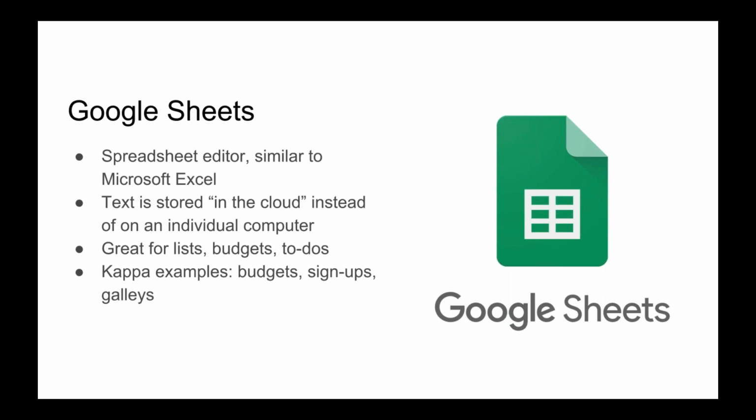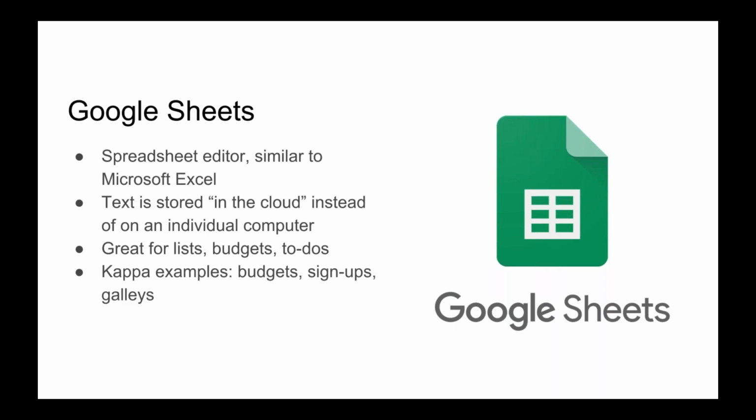And in the same way, it's a spreadsheet that is stored in the cloud instead of on an individual computer, so you can use it to collaboratively build a to-do list or a budget or a sign up or track your members. Lots of different things you can do here in a spreadsheet format as opposed to in a Google Doc. And a few Kappa examples of how we've used it: we use this in New York to track our Alumni Association budget. So our treasurer can edit it and give us access to view so we can always see how much money we have left to spend for the year.